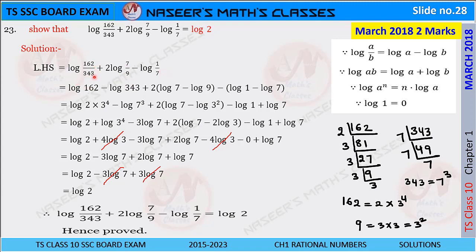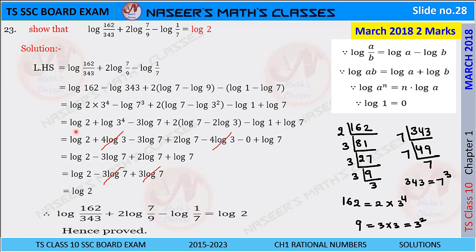Here log 162 by 343 and log 7 by 9 and log 1 by 7 are in the form of log A by B is equal to log A minus log B. Then we can write it as log 162 minus log 343 plus 2 times of log 7 minus log 9 minus of log 1 minus log 7. Here next we find the factors of 162 and 343. Then we can write 162 as 2 into 3 power 4 and 343 is written as 7 cube.